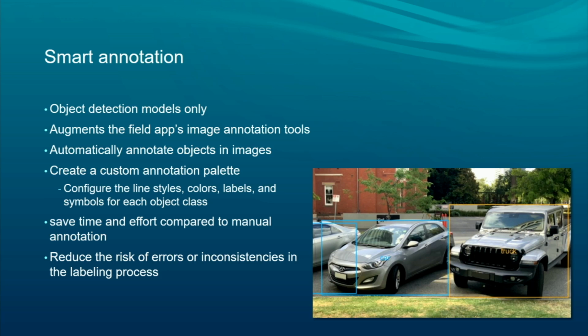It really comes into its own if you're familiar with the annotation tools in Survey123, because it uses those existing annotation tools. You can create a custom palette to say, if I detect this particular type of object, let's put this type of symbol around it or this particular type of label. Obviously, it helps to reduce the effort required to annotate an image and also reduce the risk of errors.